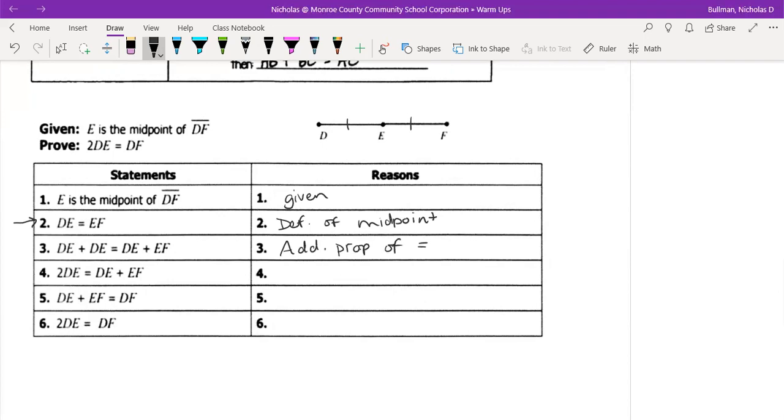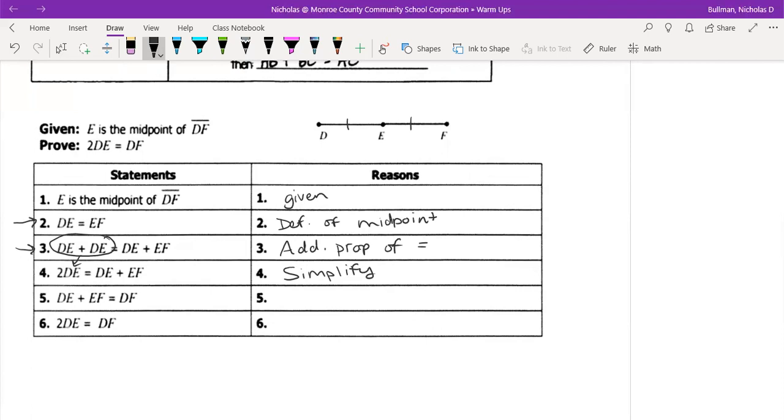And then my next statement says 2DE equals DE plus EF. Well, it's very similar to statement 3. The only difference is I took DE plus DE and made it 2DE. Well, that's just simplifying. That's combining like terms. So my reason is that I simplified.